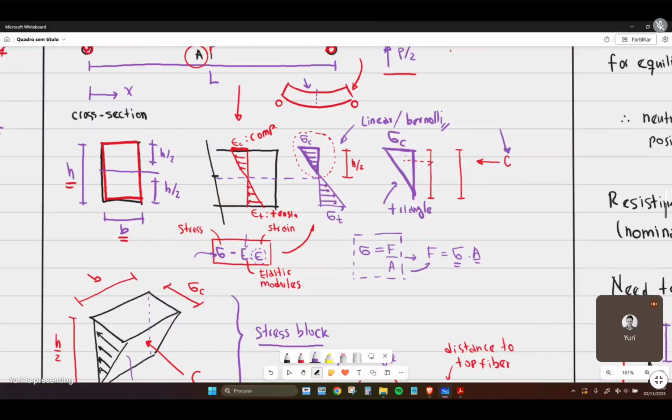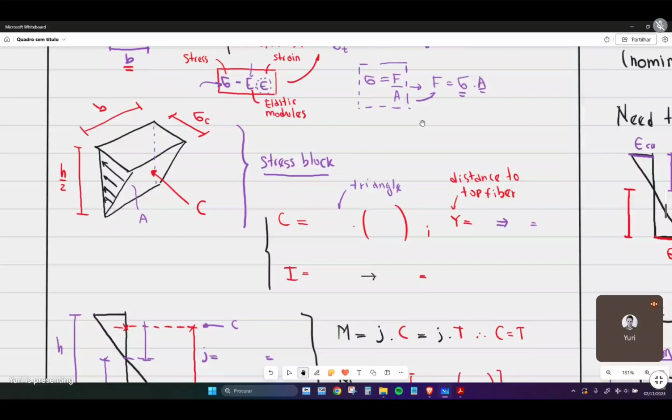We can describe this triangular block of stress with a force that we're going to call capital C. This force, at the center of mass of a triangle, is going to be at around 2/3 of its height. So we have this distribution here. Why is this important so far in flexure theory? This is what we call a stress block. We are going to use the stress block idea also in reinforced concrete design.